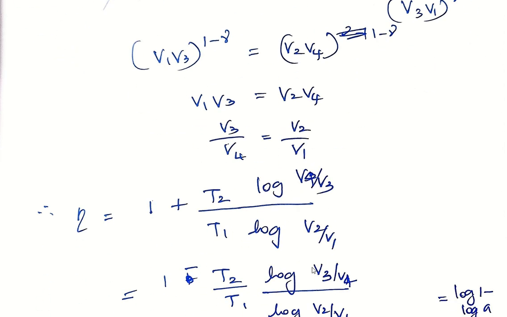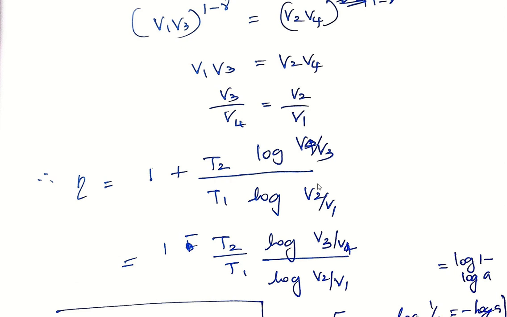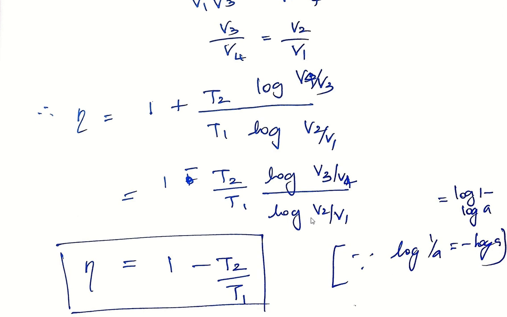Okay, but the efficiency expression that we got has V4 by V3 in the numerator and V2 by V1 in the denominator. So what can I do now to equate these two volumes? I can change this V4 by V3 into V3 by V4. Therefore it will add a negative sign in the end here. Okay, so I am changing V4 by V3 to V3 by V4, and therefore the positive sign is changed into negative, because we know that log of 1 by A is equal to minus log A.